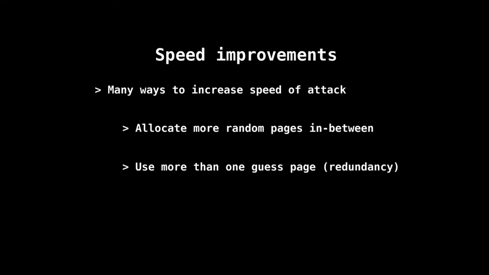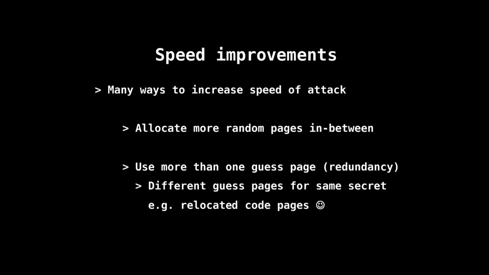So the attack is rather slow, I would say, but there were a lot of speed improvements that we didn't actually follow up with. One way would be to have more random pages in between so that the noise will not affect your guess, or the probability that it happens is lower. The other thing is you can also use more than one guess page, right? So have redundancy already. Because you might have, for example, relocated code pages that all have that secret. So you can just use many of them, right? The only thing is you cannot use the same page, because if you have it 2 times with the same guess, then you create this merging opportunity and you have a false positive. So you need different pages that all have the same uncertainty or the same secret.